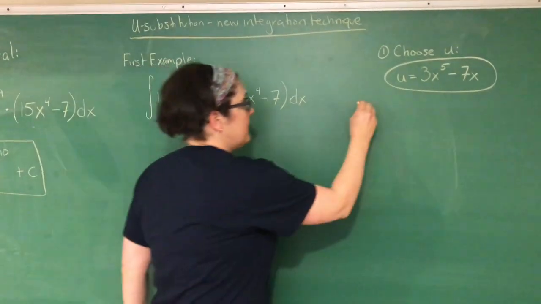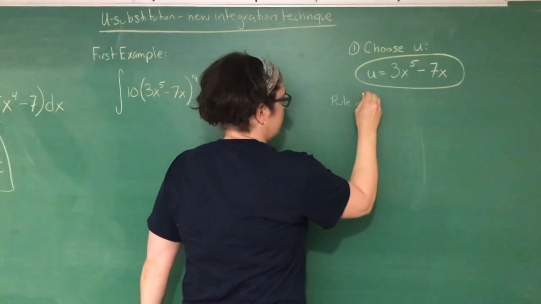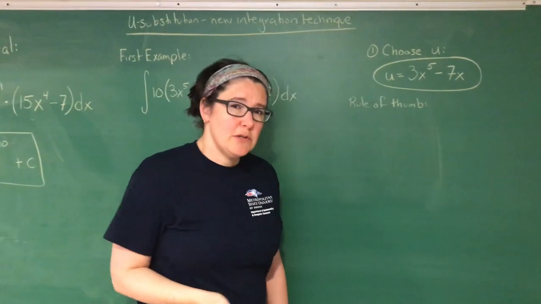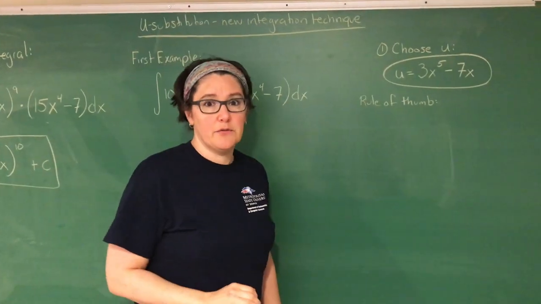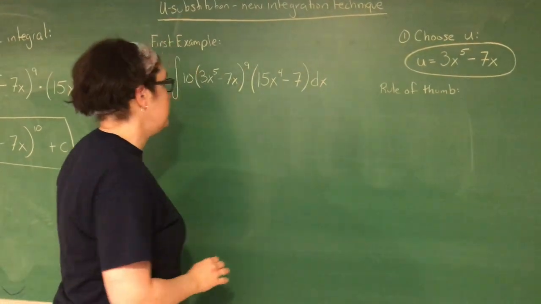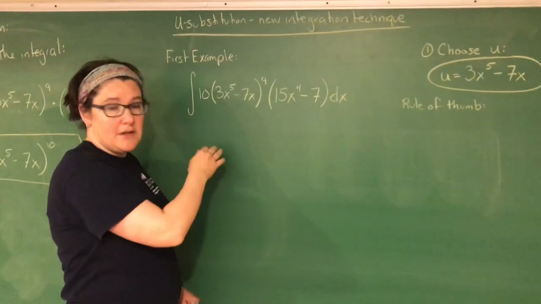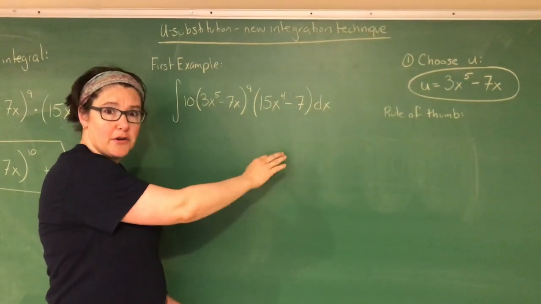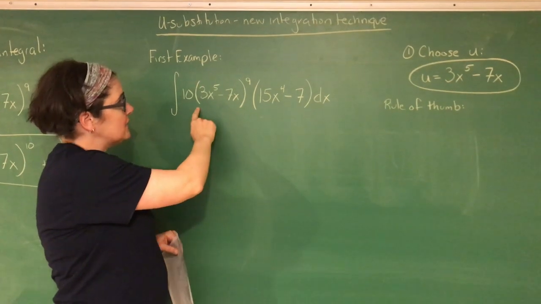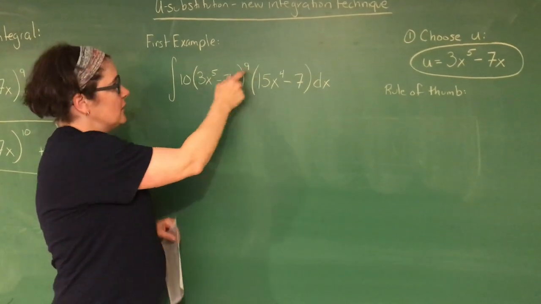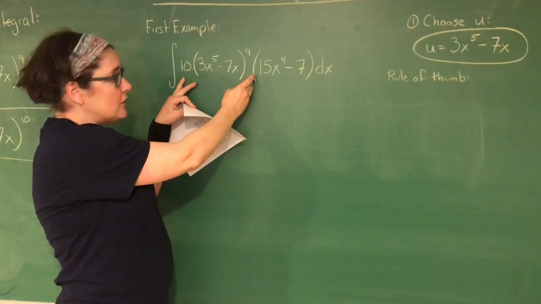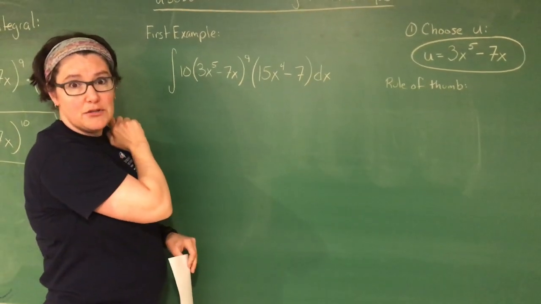Now, as a rule of thumb, and I call this a rule of thumb because it usually works pretty well, but it doesn't work 100% of the time. As a rule of thumb for how to choose the value for U, one way is to look for the most complicated part of this function that we have here. In this case, that's the (3x^5 - 7x)^9. I would think of this as the most complicated part, and then I want to choose the inside to be my U value.